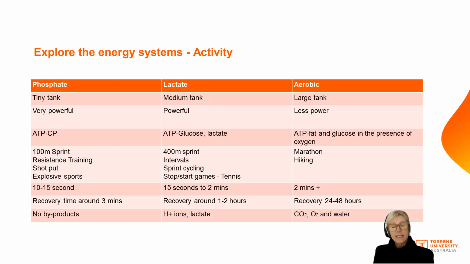The aerobic system, large tank, a lot less power, so large tank, and ATP comes from fat and glucose in the presence of oxygen. Marathon running, hiking, kicks in around 2 minutes, but remember that all systems work together. Byproduct, you've got obviously CO2 as we breathe out, and water as well, and sweat. So have a bit of a look through that.